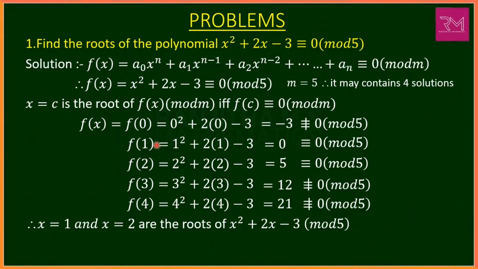In the same way, we have to check for 0, 1, 2, 3 etc. up to the value and whether the congruency satisfies or not. If the congruency satisfies, then that value is the root for the given polynomial. This completes the problem. We shall move on to another problem so that you can understand in a better way.